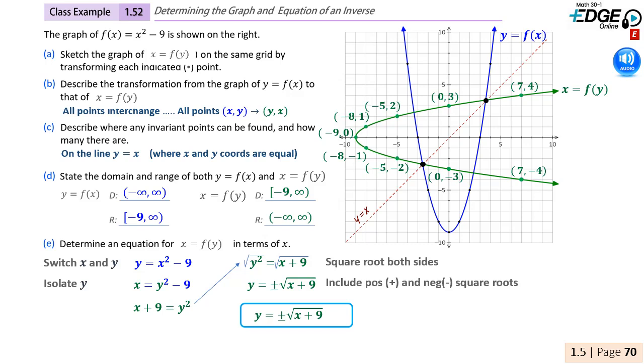If we forget the negative square root, then our inverse will be represented by only half of a parabola, specifically the top arm, so all things above the x-axis. Here, by including the plus and minus, we have graphed a relation which is not a function, but is the inverse of the original parabola.